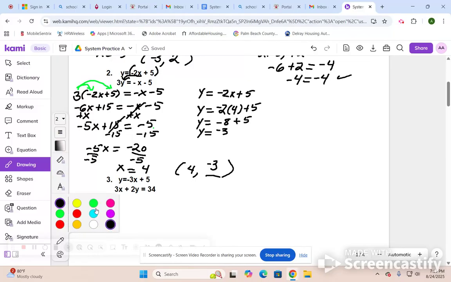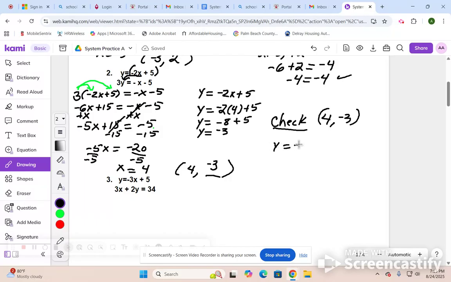But we've got to make sure and check that it is the correct solution. So we're going to go ahead and check (4, -3). We'll start with the top one. y equals -2x plus 5. Replace y with -3 and x with 4.